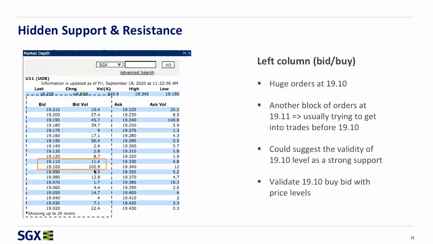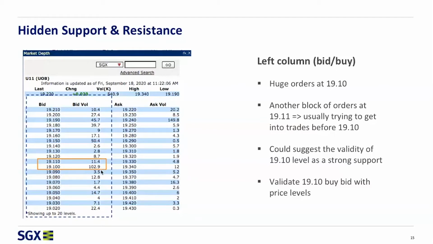Now, one thing to judge that this is a very strong level is to take a look at the few bids higher than 1910. We can start to see, for example, at 1911, there's a slightly increased number in the queue. Now, this could suggest the validity of 1910.